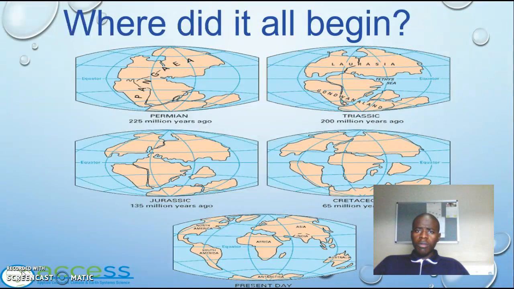Where did the theory of plate tectonics begin? The theory of plate tectonics was discovered by a man called Alfred Wegener, who believed that the continents were once connected, which was called Pangaea. Then, due to time and the movement of plates, we had 2 continents, which were Laurasia and Gondwanaland. The plates didn't stop moving there, they continued moving until the present day, where we have 7 continents.